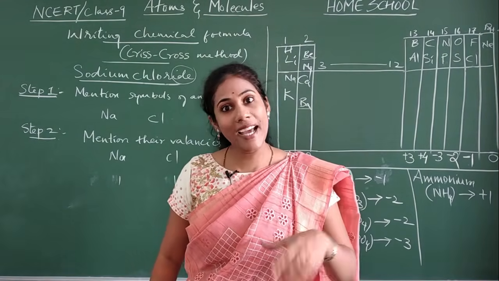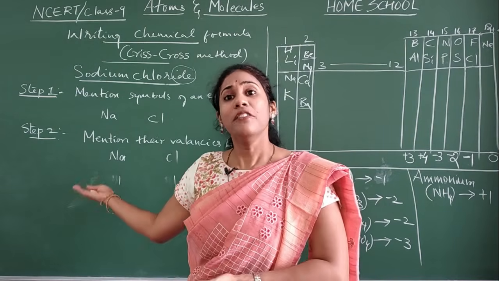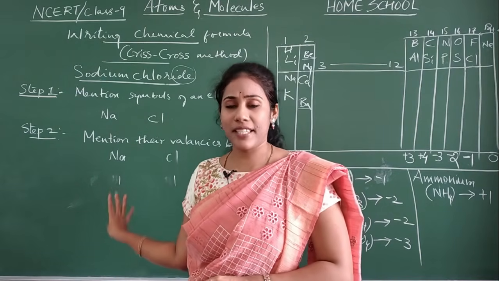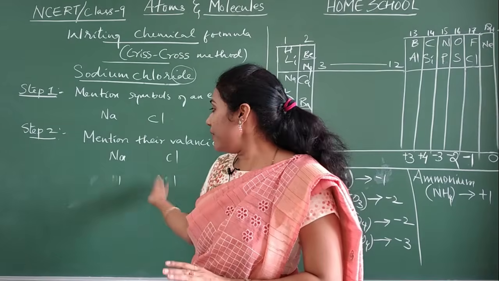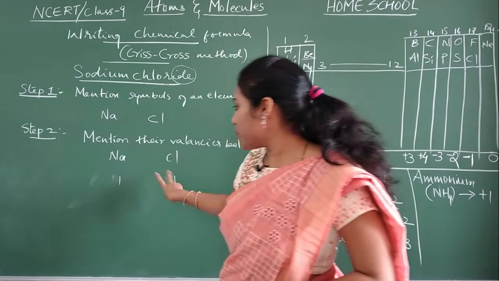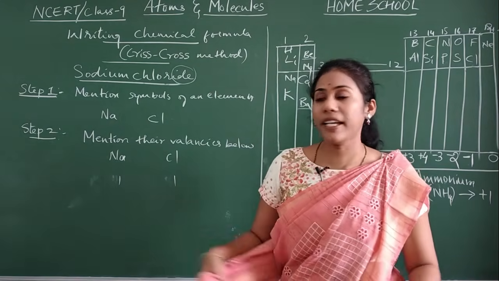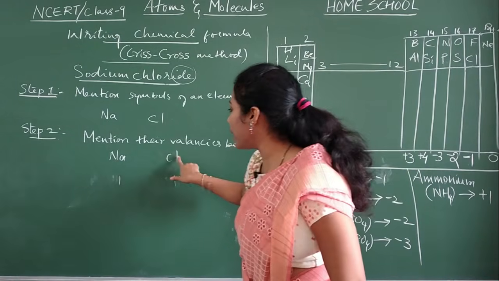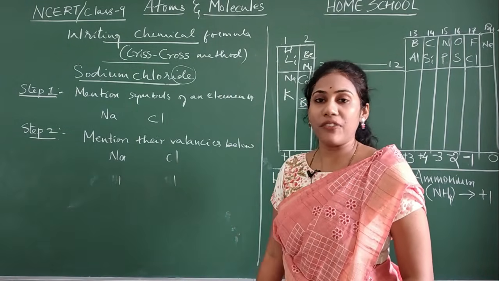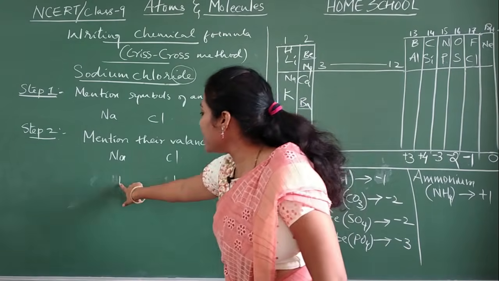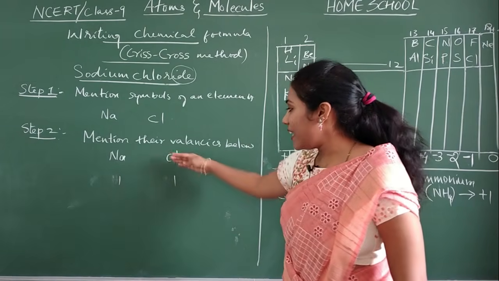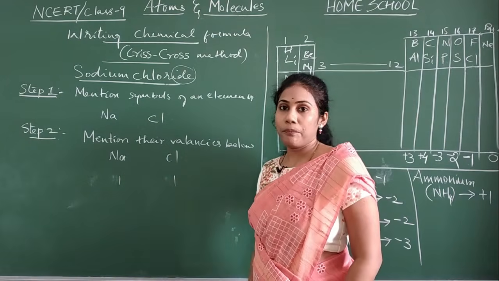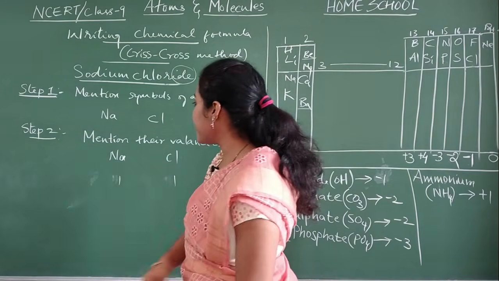Sign has a meaning, but here we do not need the meaning of the sign. So the sign we have not included, just the digit we have included. So this is your step 2. Step 1 is what? You will write the symbols of the elements. Step 2 is what? You will mention the valencies below the symbol. Okay. And step 3.